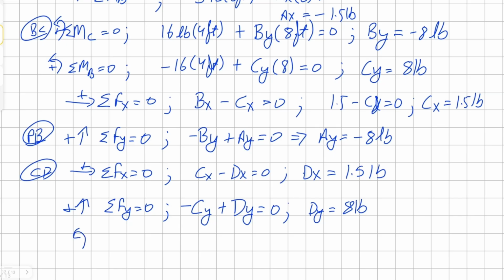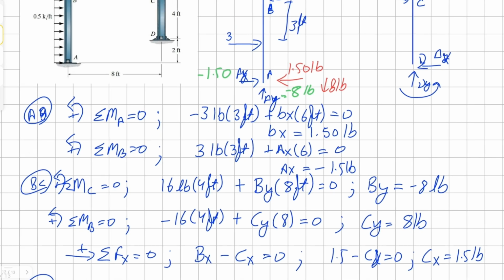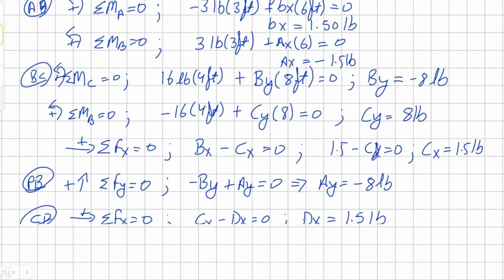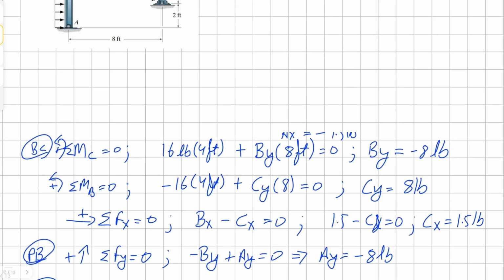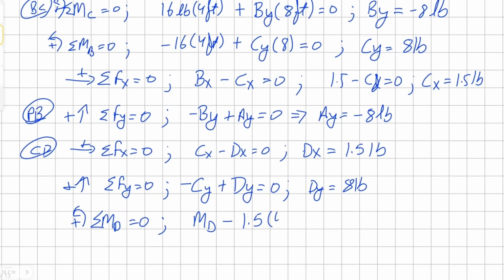Finally, we need to find the moment, so sum of the moments about the point D. We know there is a moment at D, and there is only one horizontal component at C that's creating a moment, so it's clockwise, so it's negative, so 1.5 times 4 feet equals 0. Solving for moment, it's 6 pound-foot.